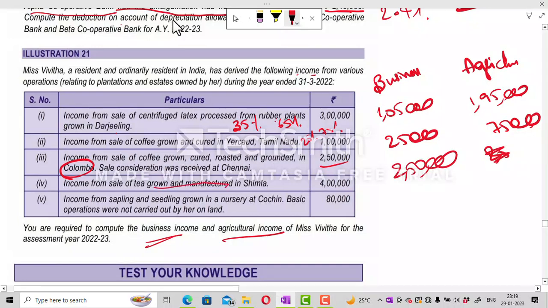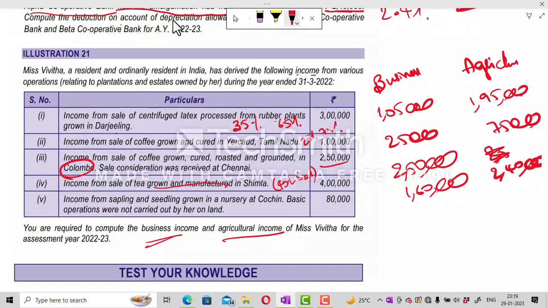Sale of tea grown and manufactured in Simla. So for tea it is 40 to 60. So 4 lakhs into 40%, 1.6 lakhs, 2.4 lakhs. Income from sapling and seedling grown in nursery at Cochin. Basic operations were not carried out on land. Even though it is not carried out on land, it is in India, it is agricultural income. So entirely it is agricultural income. No need to bifurcate.